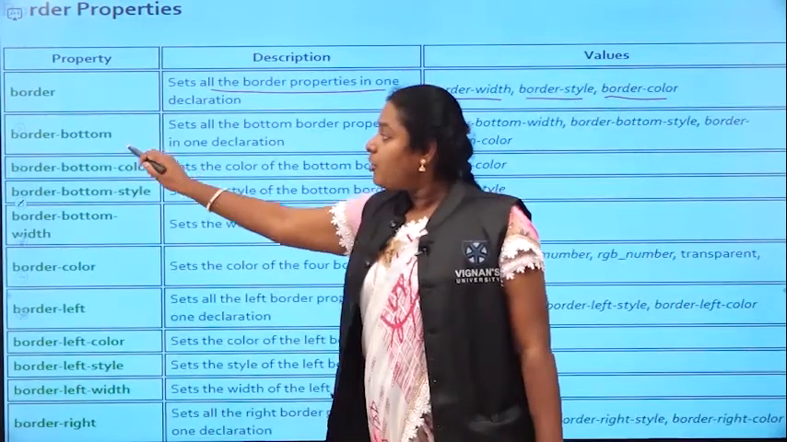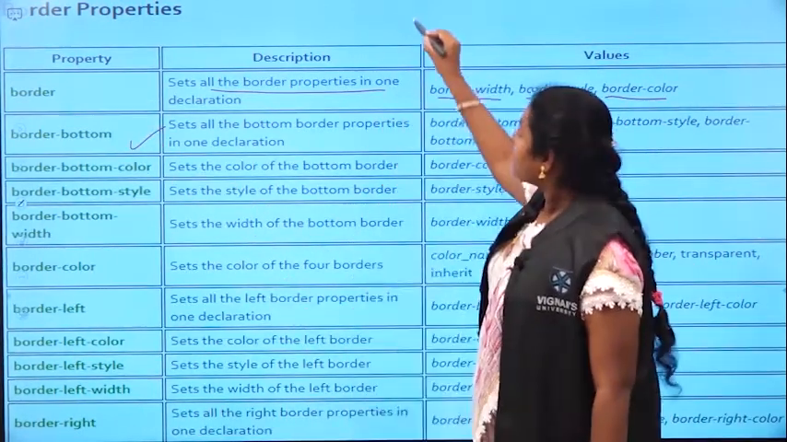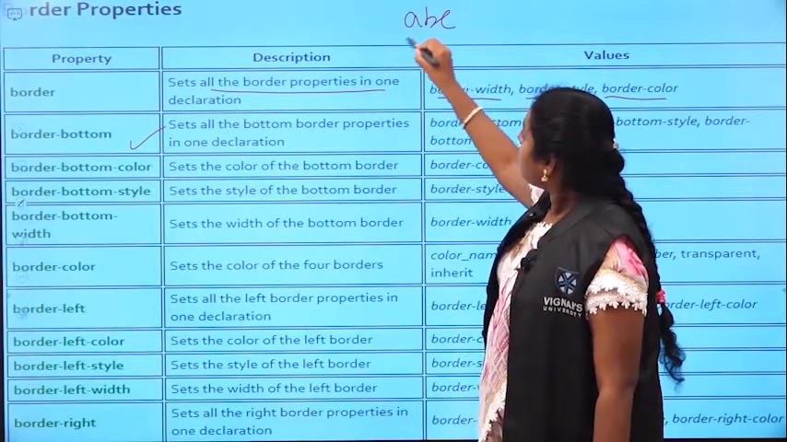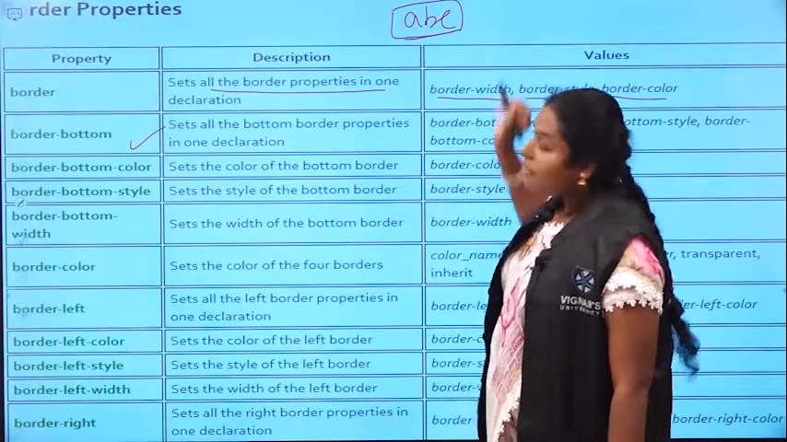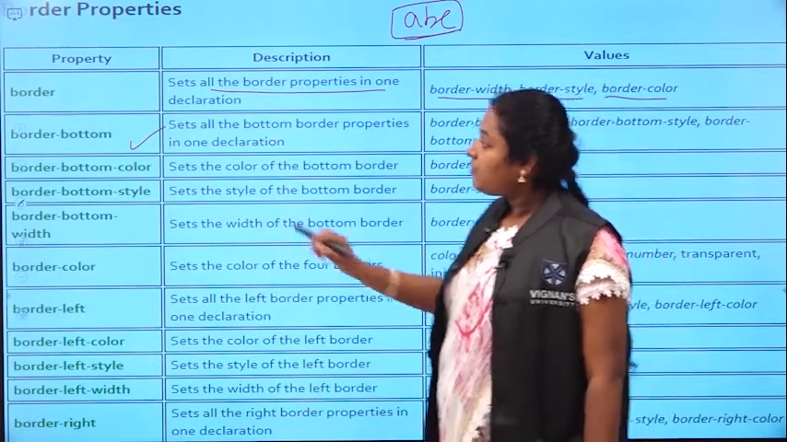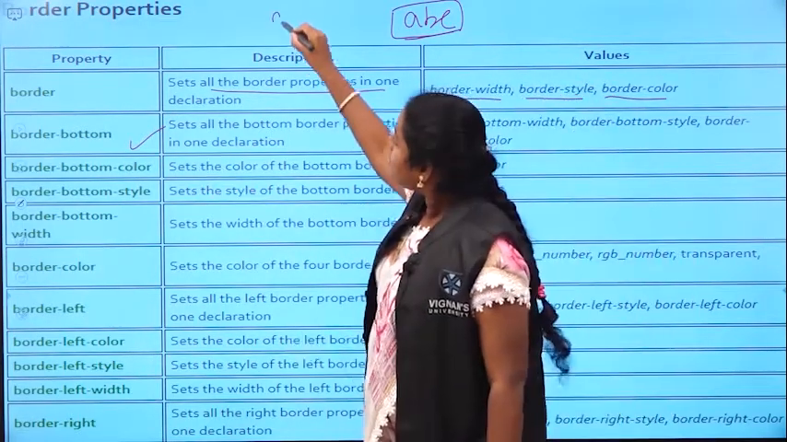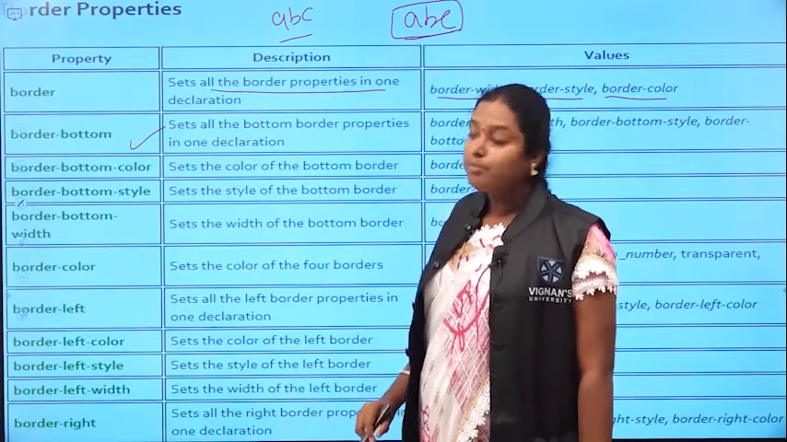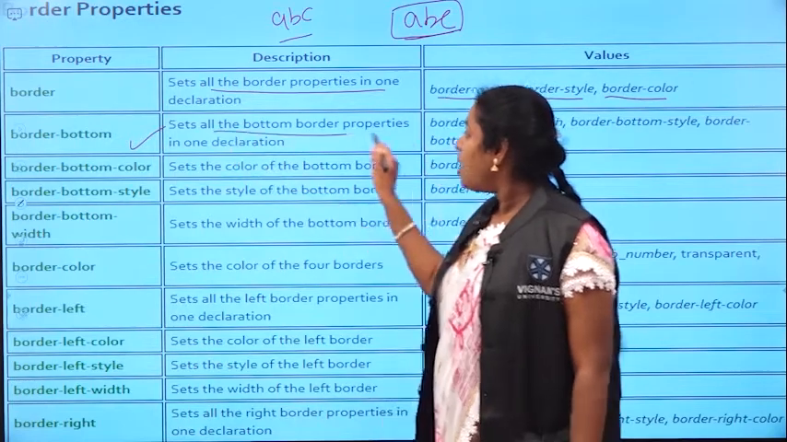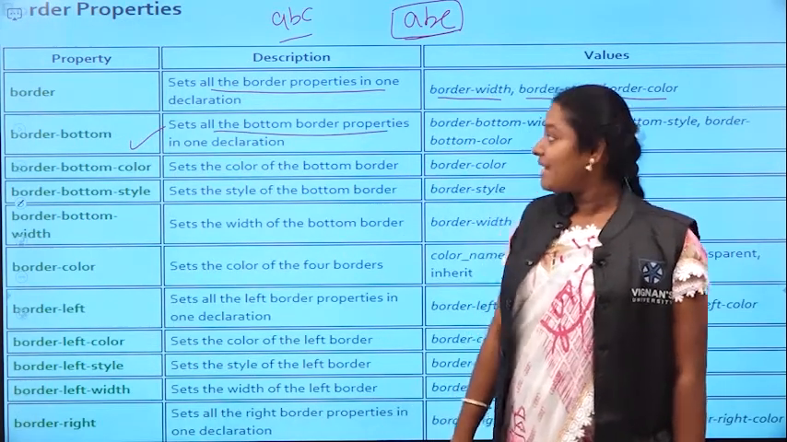Next, what is border-bottom? If you write some text, this is called a border. A border may have 4 directions. The border-bottom represents a line under the text, this is called the bottom border. It will set all the border properties in a single declaration.